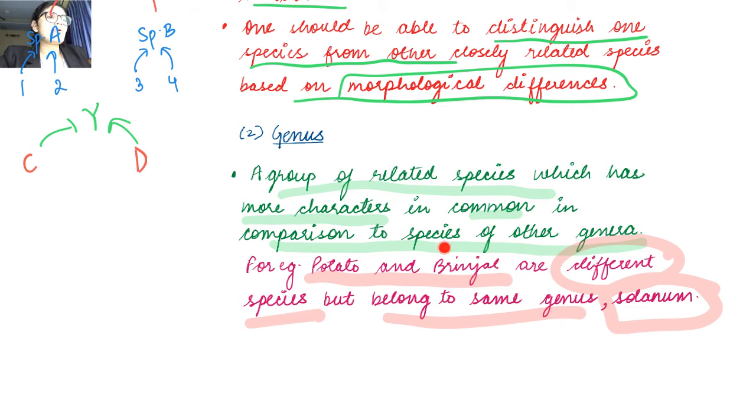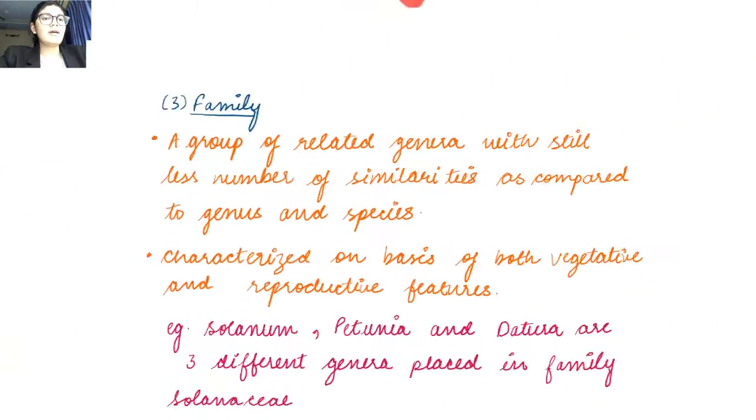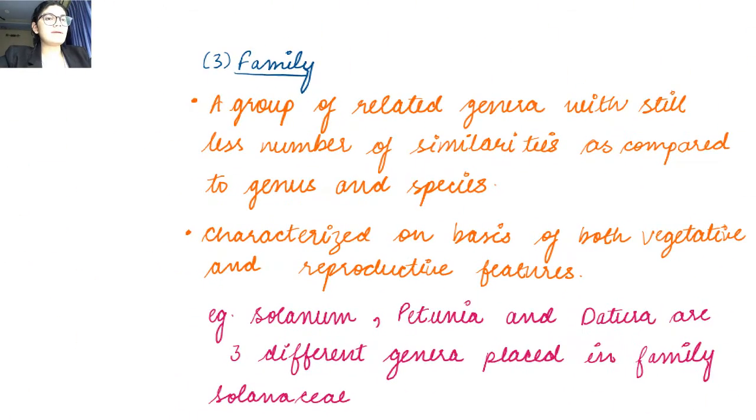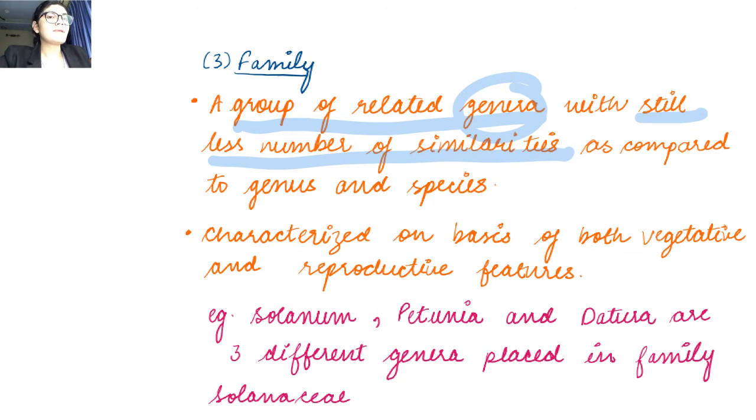So potato and brinjal, different species, same genus, Solanum. ये समझा? All right. Moving on to family. जैसे ही a genera was a group of related species, वैसे ही a family takes it one step further. A family is a group of related genera with still less number of similarities. Because remember I told you ऊपर जाओगे वैसे वैसे number of similarities will decrease.